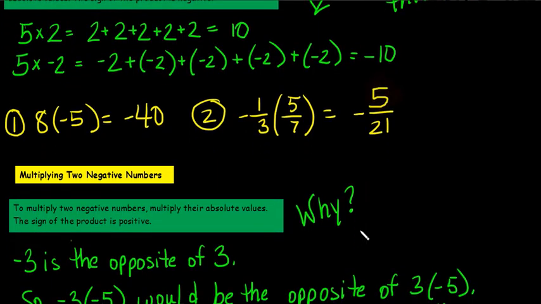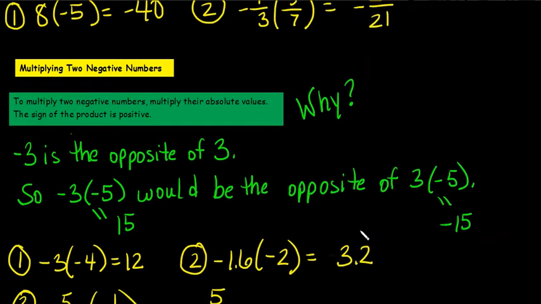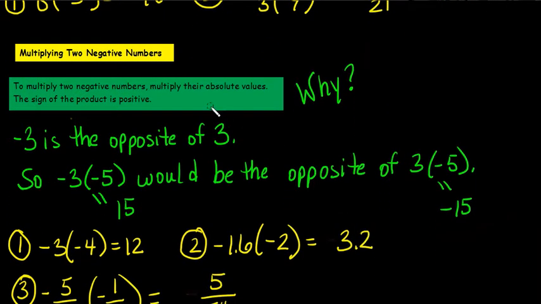Well, what if you multiply two negative numbers? To multiply two negative numbers, and if I'm going too fast, just stop it, pause it, write down what you need, and then turn it back on. To multiply two negative numbers, multiply their absolute values, and the sign of the product is positive.